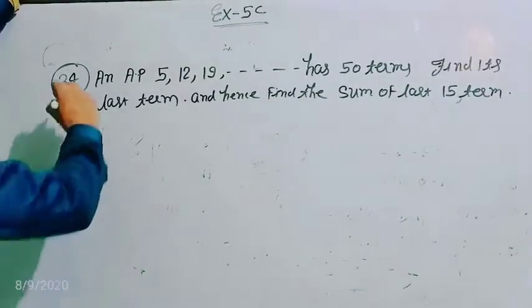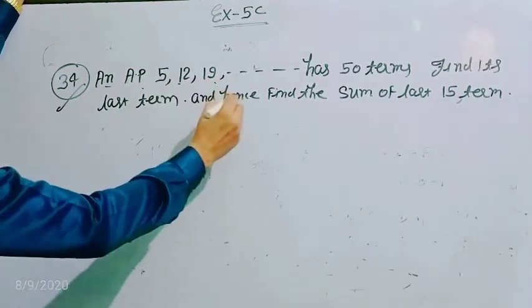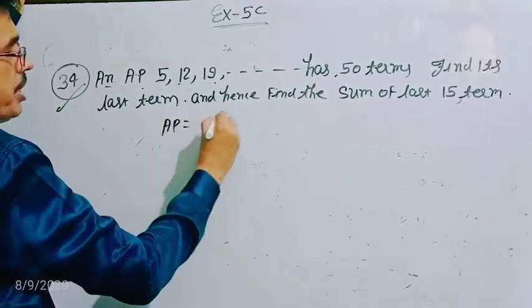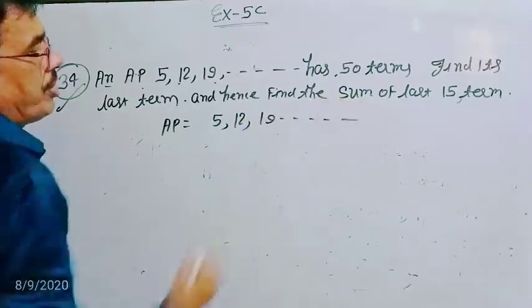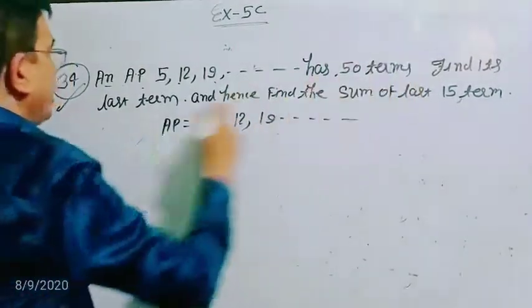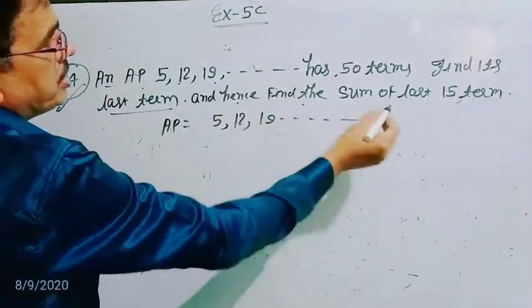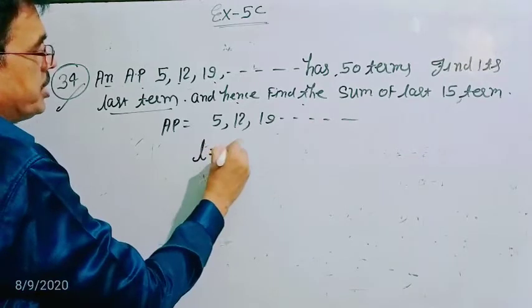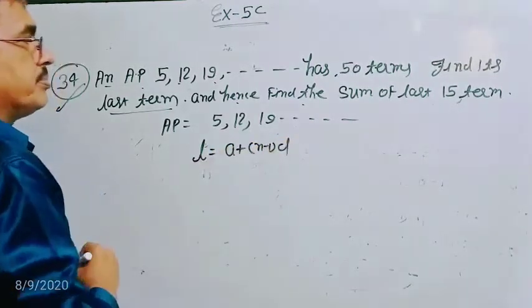Now dear students, question number 34. An AP 5, 12, 19 has 50 terms. That means AP is equal to 5, 12, 19 up to 50 terms. Find its last term, and hence find the sum of last 15 terms. Find the last term means l is equal to a plus (n minus 1) into d.